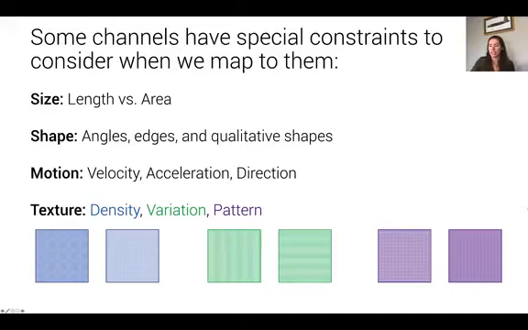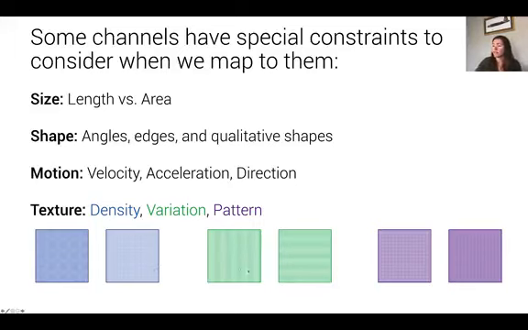So when we look at texture density, that's essentially how much of our texture, or how tightly packed is our texture for a particular data value. So for example, here I can see that the blue square on the left has a much tighter texture density than the blue square on the right. So that tends to be correlated with higher values.